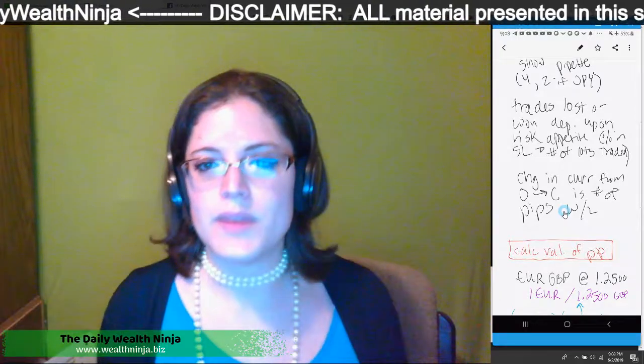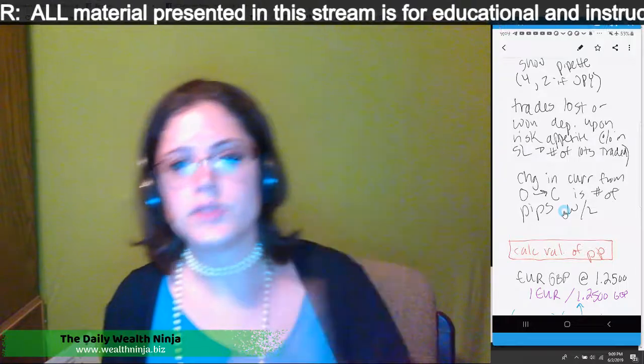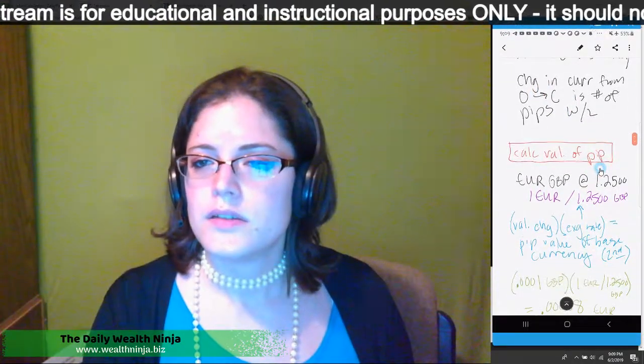So let's say that you changed only 4 pips. Well, then it would be a 0.0004 change if it was a regular pair, or 0.04 if it were a Japanese yen pair. So I just said that.